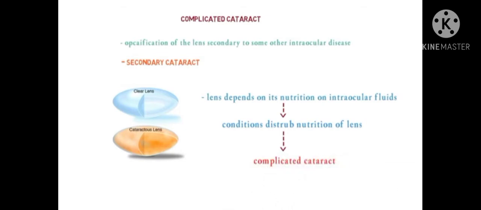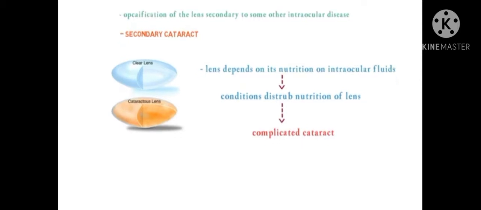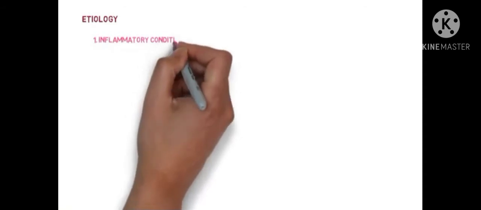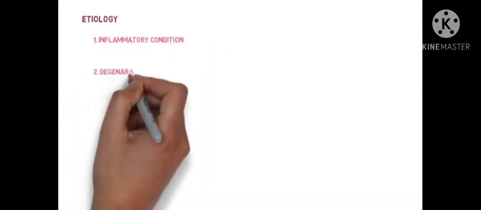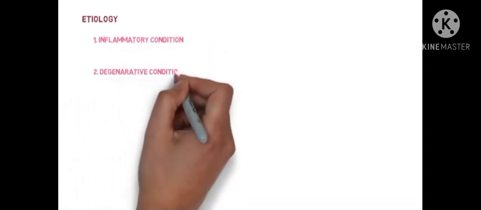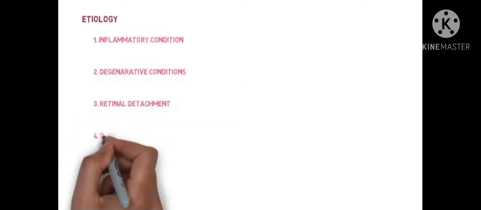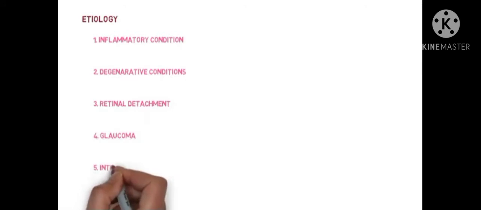Now, moving toward its etiology, I already told that it is based on the nutrition of the lens. So, if there is a disturbance of the nutrition of the lens, it may give rise to complicated cataract. The conditions from which the complicated cataract may arise are inflammatory conditions, degenerative conditions, retinal detachment, glaucoma, or intraocular tumors.